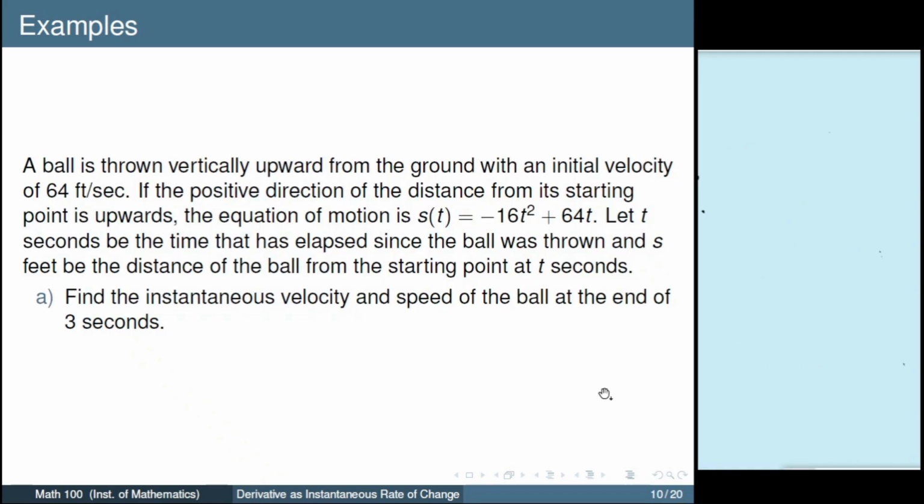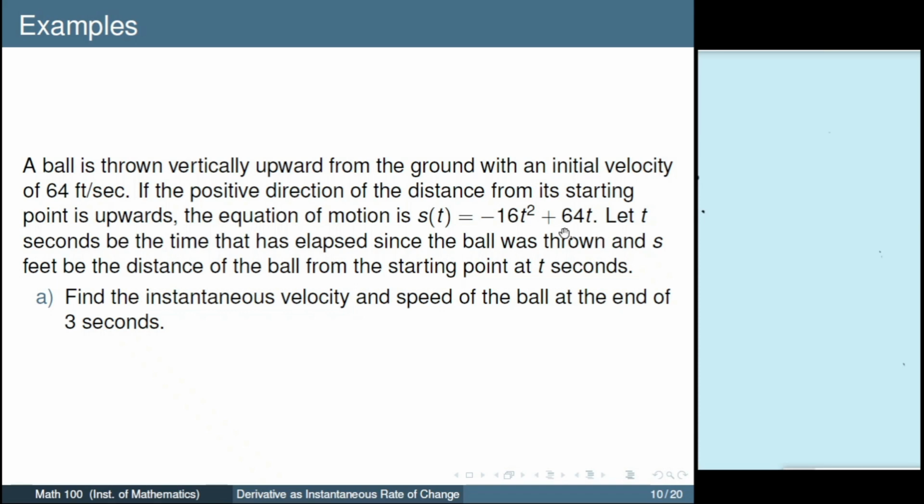Now for our next example, we have a ball that is thrown vertically upward from the ground. Its initial velocity is 64 feet per second. The positive direction will be the distance from its starting point upward. And the equation of the motion is given by this function. S of t equals negative 16t squared plus 64t.